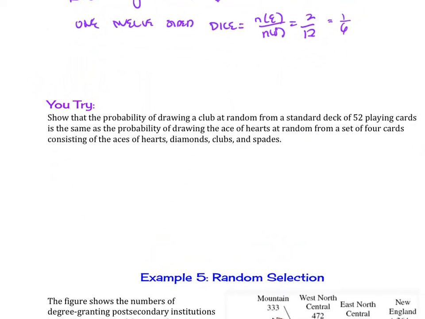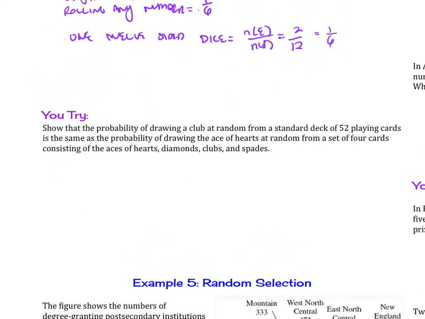So try this. Show that the probability of drawing a club at random from a standard deck of 52 playing cards is the same as the probability of drawing the ace of hearts at random from a set of 4 cards consisting of the ace of hearts, diamonds, clubs, and spades. So first we note that the probability of drawing a club, there are 52 cards and there are 13 clubs, so therefore there's 1 in 4 chance.